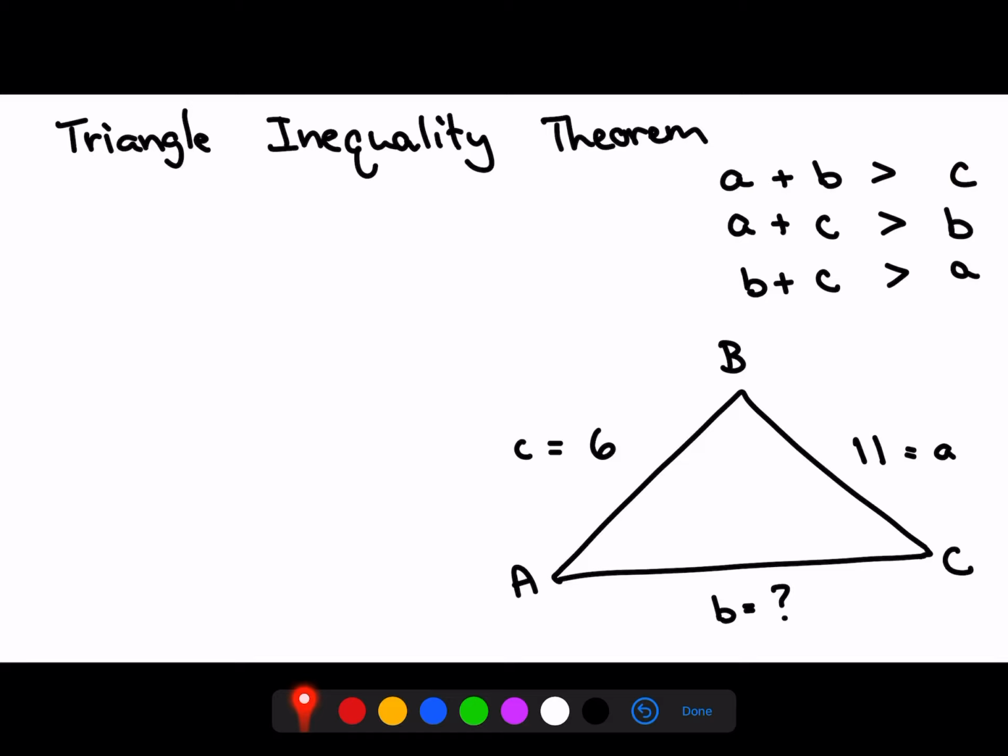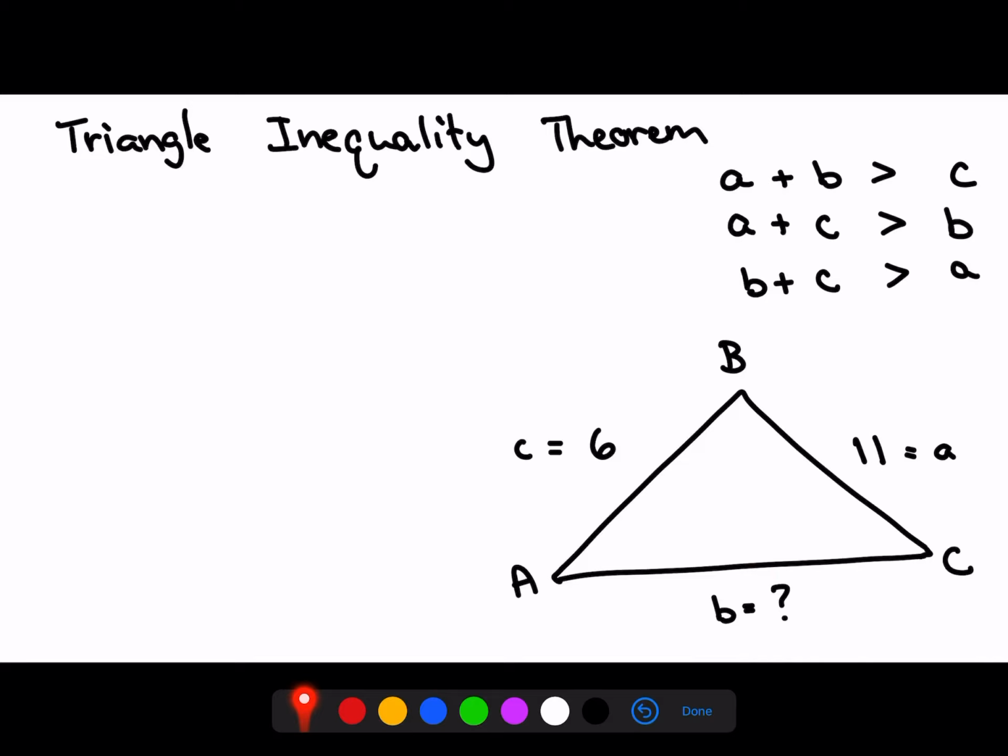So if I choose sides AB and AC, or little c and little b, then those two sides added together should be greater than 11. Or if I chose sides little a and little c, if I were to add those two together, it should be greater than side b. So if I'm missing a side length here, I'm trying to find out what b is equal to. Well, then I need to determine what range of values my b value can be.